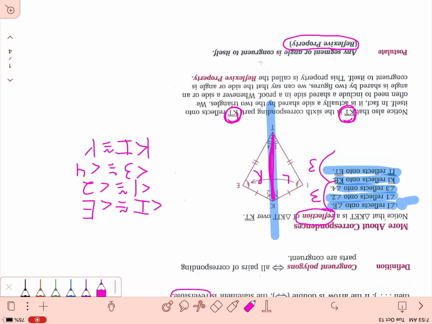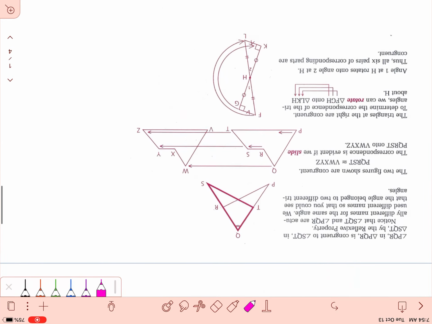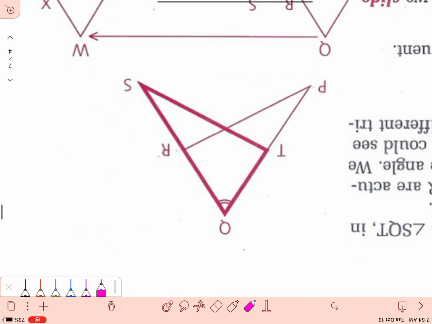So if I asked you guys to list all of the sides and angles that are congruent, you would put angle I is congruent to angle E, again, because you reflected it. Angle 1 is congruent to angle 2. Angle 3 is congruent to angle 4. KI is congruent to KE. IT is congruent to ET, and then you're like, well, wait a minute, you can say KT is congruent to KT, and that right there is the reflexive property. Any segment is congruent to itself, okay? The same holds true for angles.